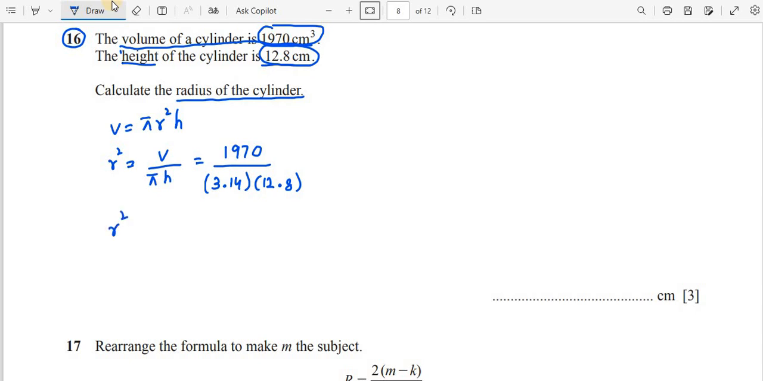Calculate these values. We get R square is equal to 49. So we find R. Here is the R square, so taking square root on both sides. Square root of R square is equal to square root of 49. So the square cancels with the square root, and R is equal to square root 49, which is 7. So R is equal to 7 centimeter.